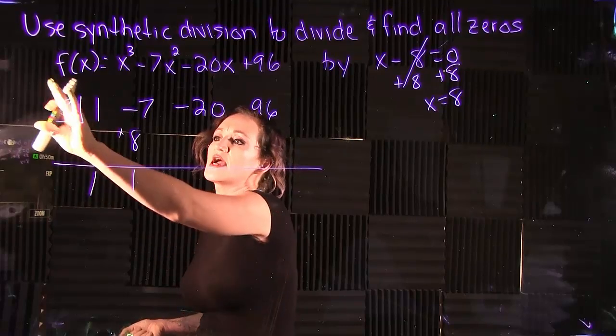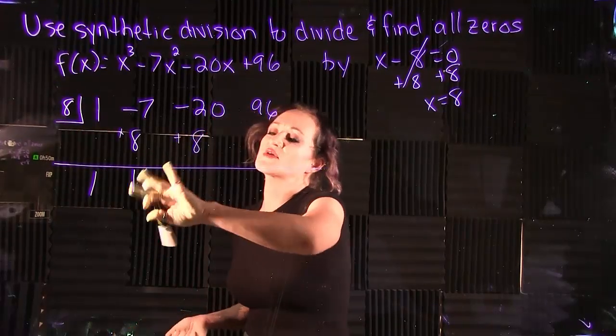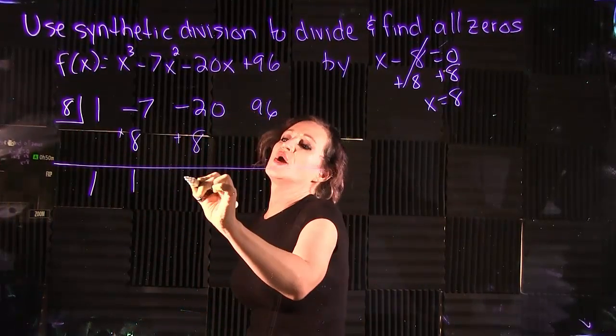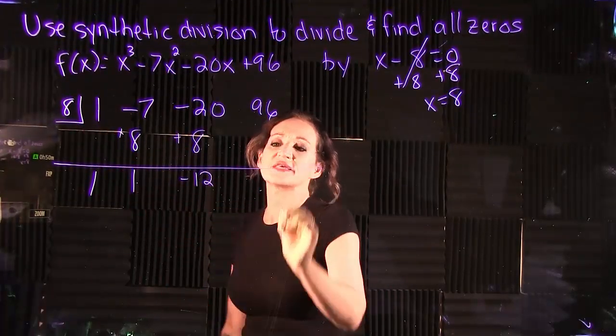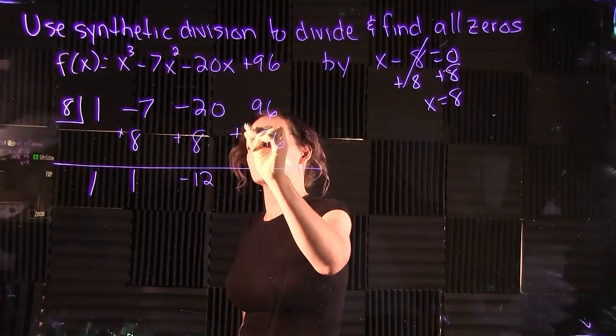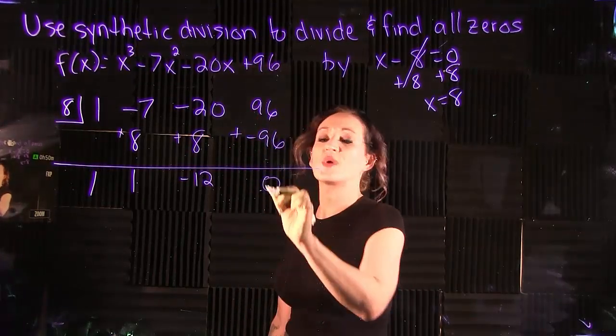1 times 8 is 8. Put that in the column to the right and add. When we add that, we get negative 12. Negative 12 times 8 is a negative 96. And when we add that column, we get a 0.